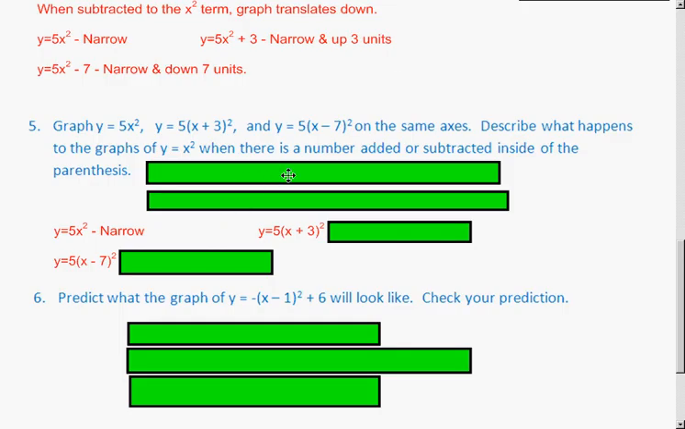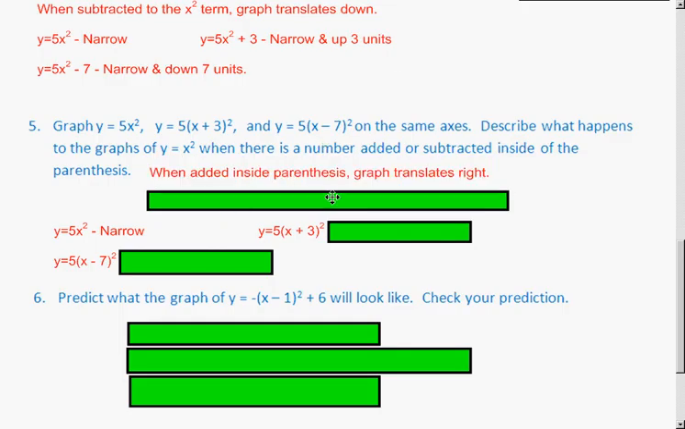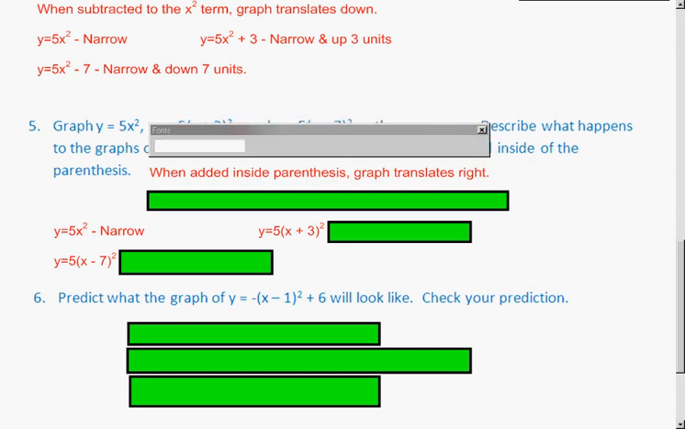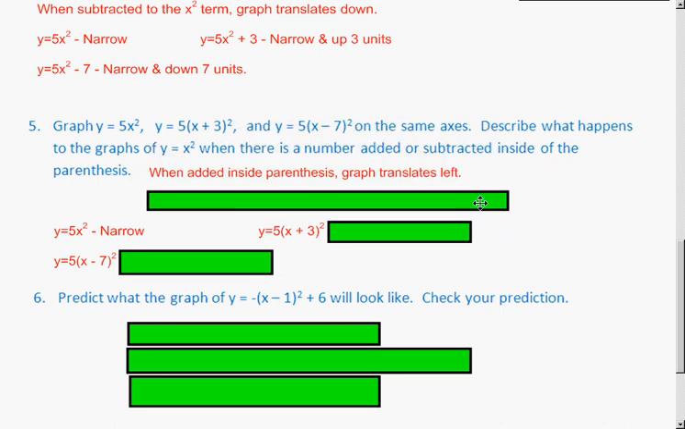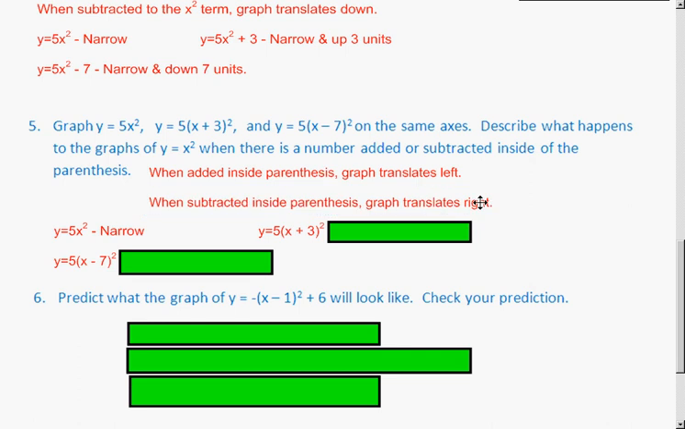So back for our observation. Our observation is when added inside the parentheses, the graph translates to the right. Sorry, that would be the left. And when you subtract inside the parentheses, it translates to the right.